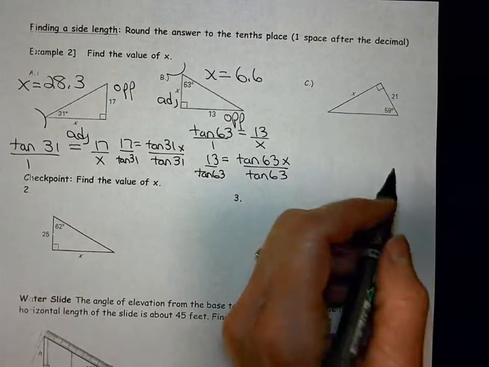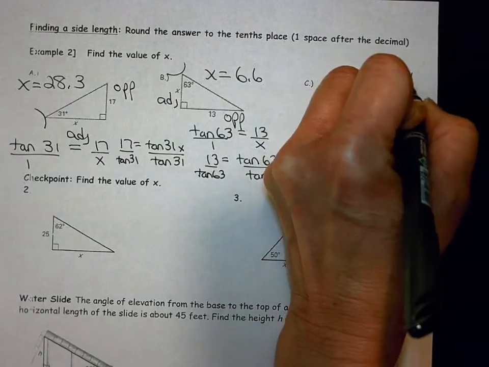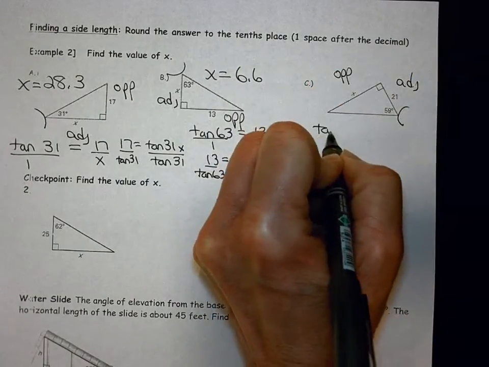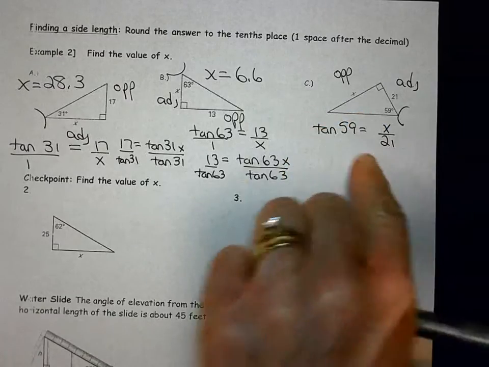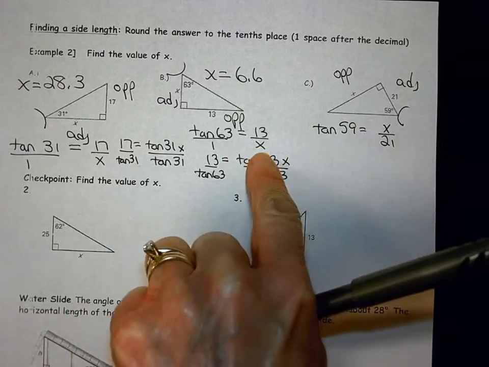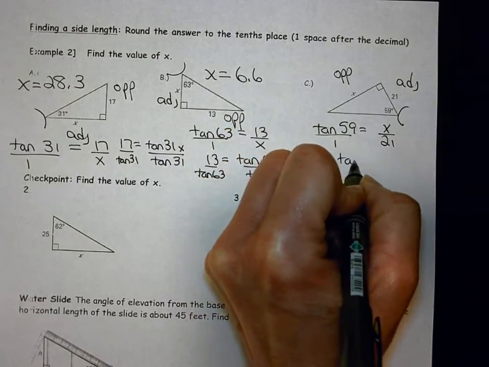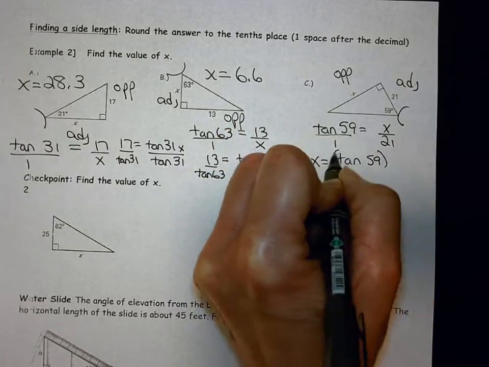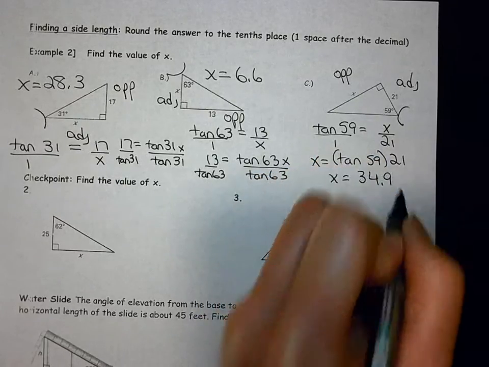Okay, last one. Again, we're standing here, so opposite, adjacent. So tangent of 59 is x over 21. Now look, this is different than these. The x is in the numerator instead of the denominator. So when we cross multiply, we're just going to have tan of 59 times 21. So x is going to be 34.9.